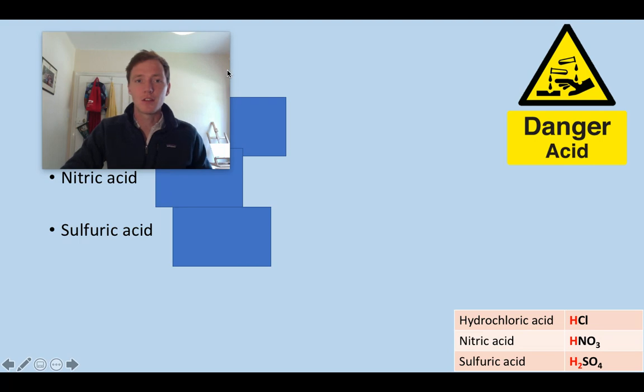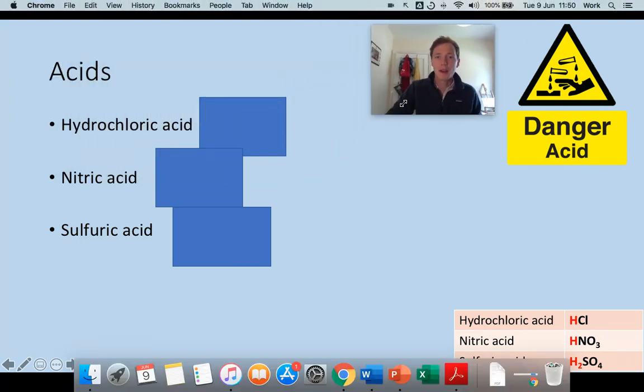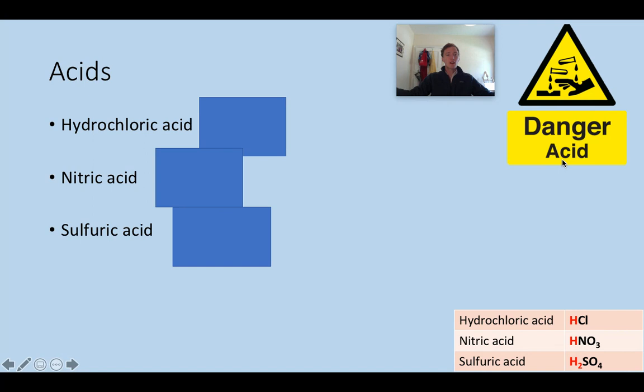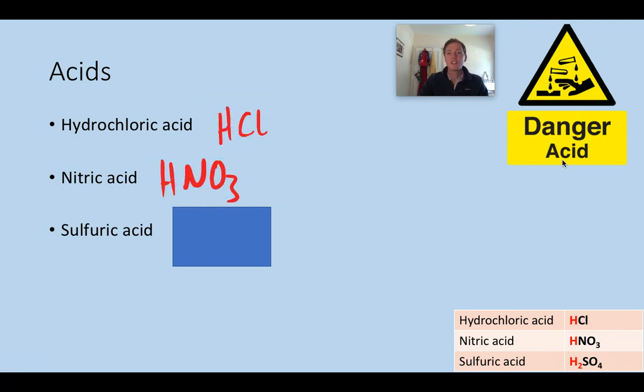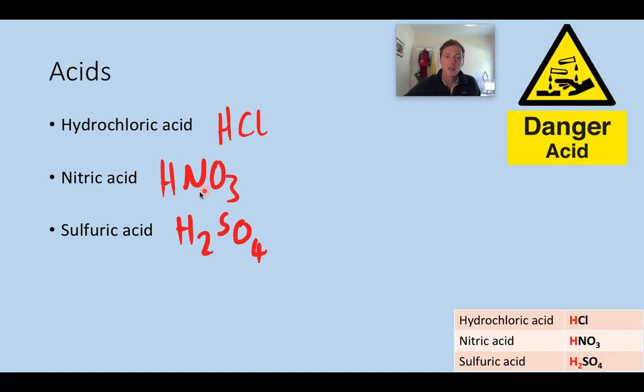Some common acids. Here are the names of some common acids. Hydrochloric acid, nitric acid, and sulfuric acid. And they've all got a different formula, different atoms in them. So hydrochloric acid is HCl, nitric acid HNO3, and sulfuric acid H2SO4. Remember that these little numbers mean that I've got 3 lots of oxygen atoms. Okay, so 1 hydrogen, 1 nitrogen, 3 oxygens. And here 2 hydrogens, 1 sulfur, and 4 oxygens.